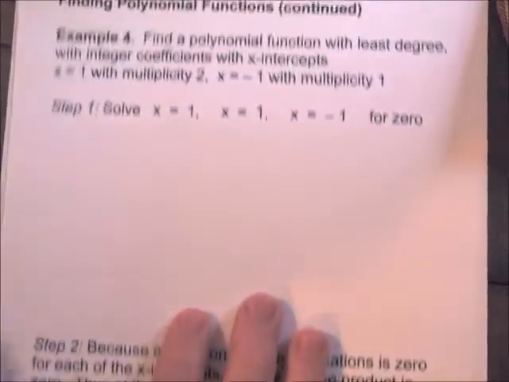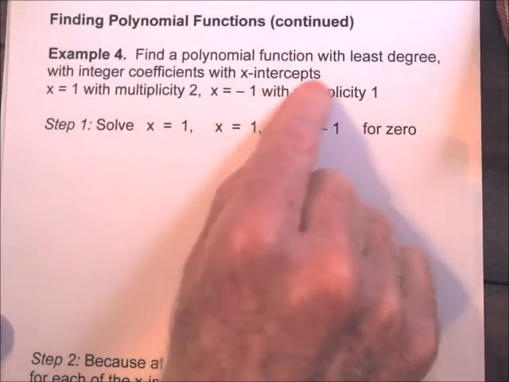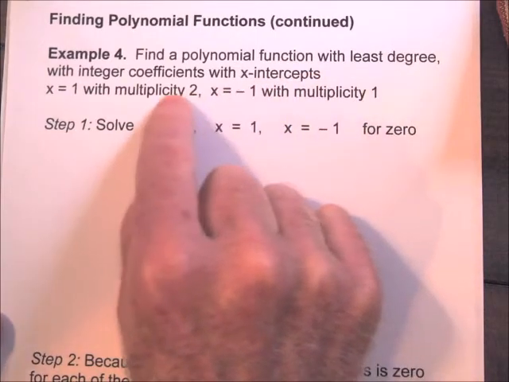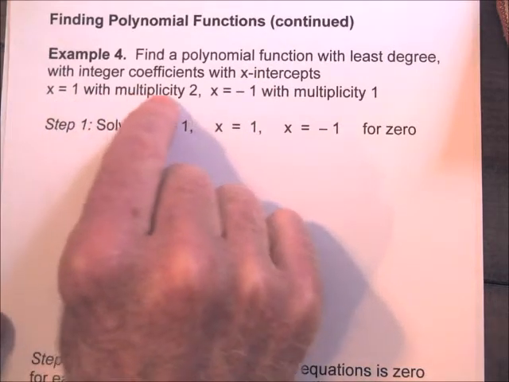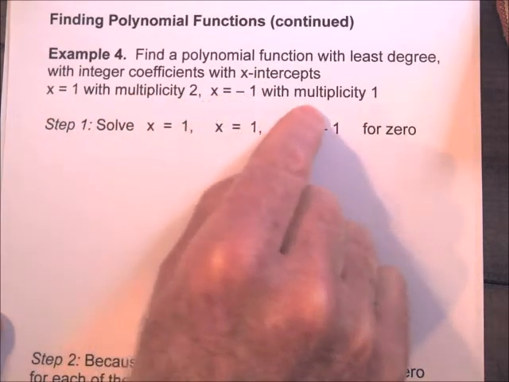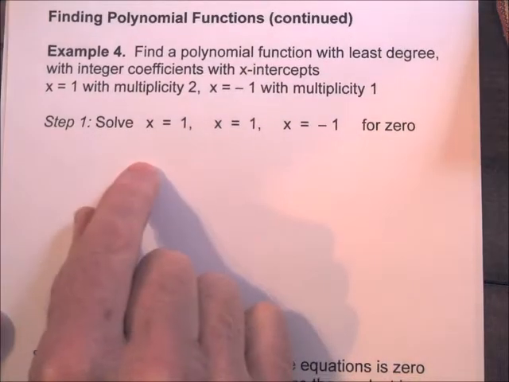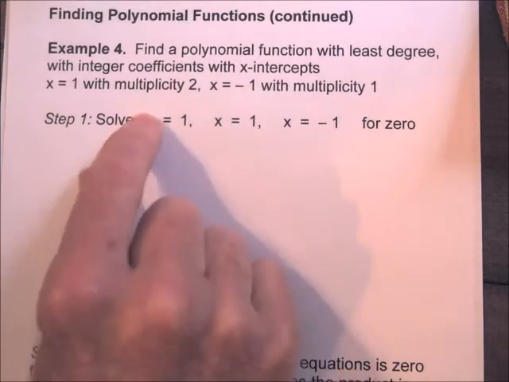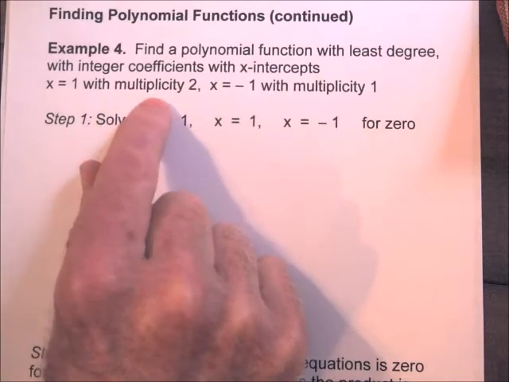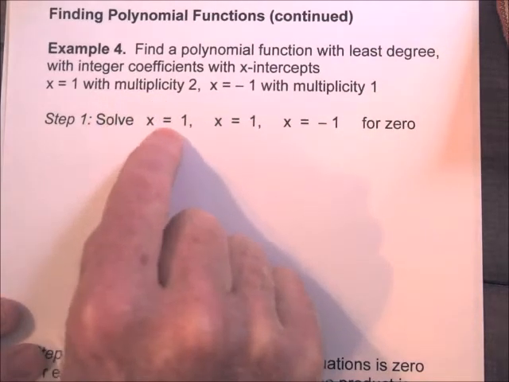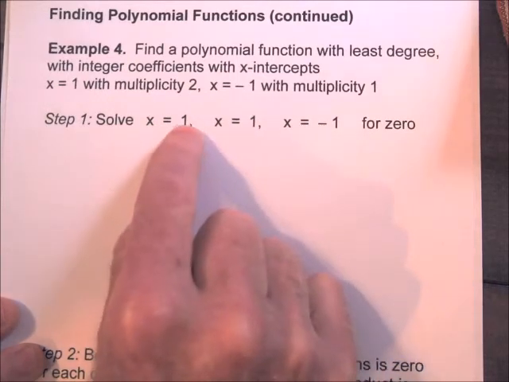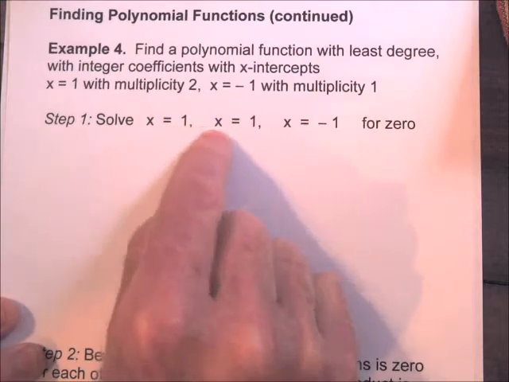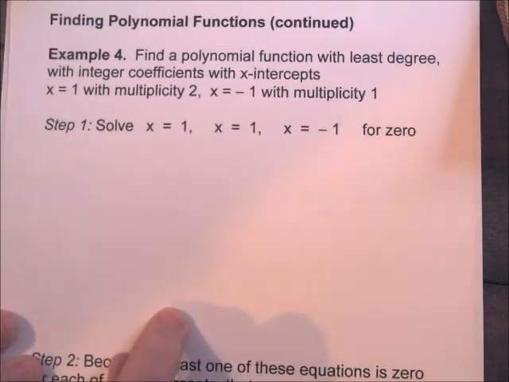Okay, example 4. Find a polynomial function with least degree with integer coefficients and x-intercepts x equal 1 with multiplicity 2 and x equal -1 with multiplicity 1. Okay, so that multiplicity 2 means that that factor has to occur twice. So we want to write the equation x equal 1 twice. So we want to solve x equal 1, x equal 1, and x equals -1. This the first equation I wrote twice because the multiplicity is 2. And we want to solve these for 0.